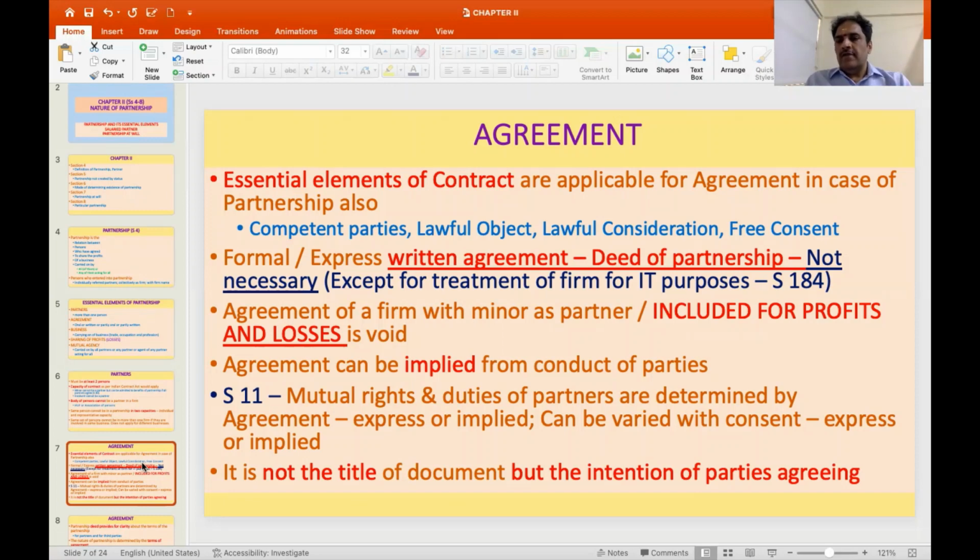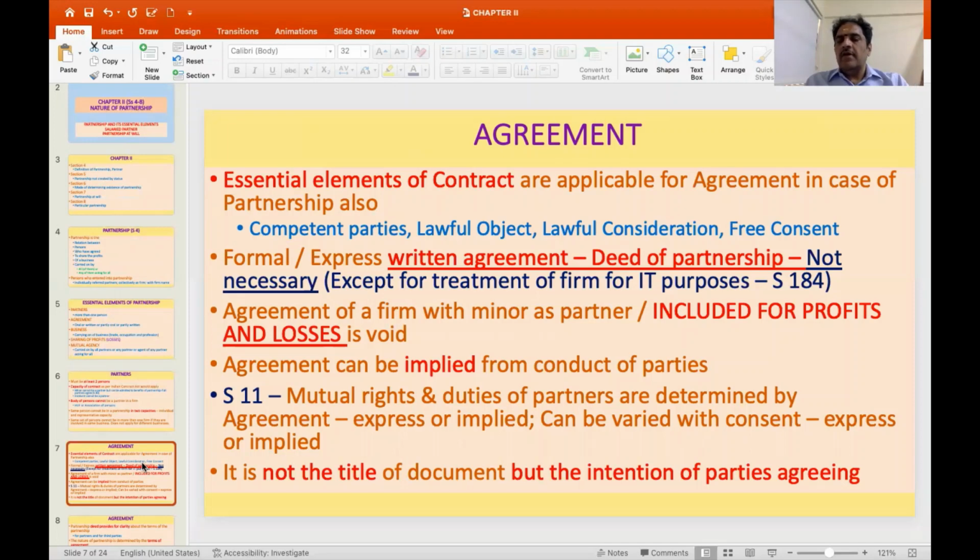Then it's not necessary that there has to be any express or formal or written agreement, which is referred to as a deed of partnership. That is not necessary. However, for the purpose of getting the benefit of the firm under the Income Tax Act, Section 184 of the Income Tax Act indicates that the partnership has to be written.